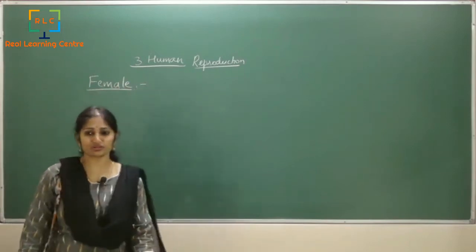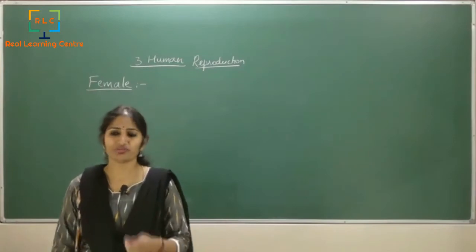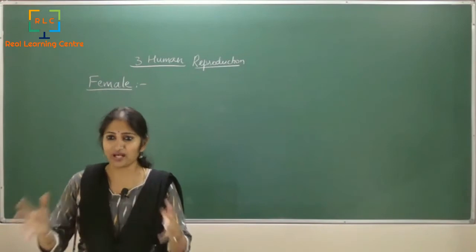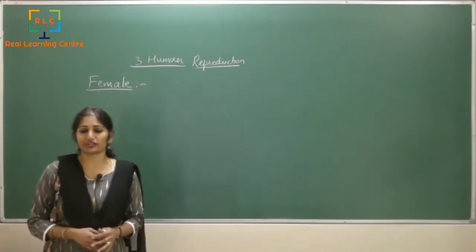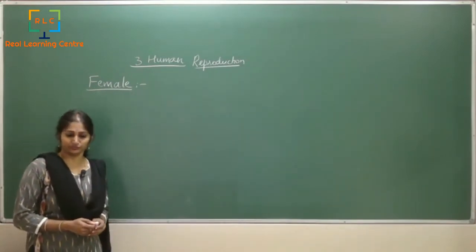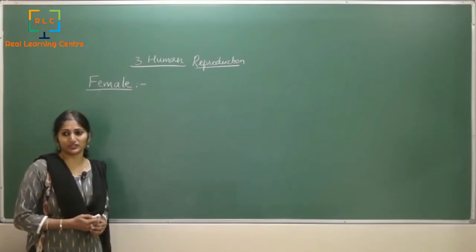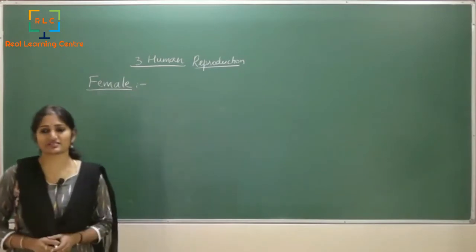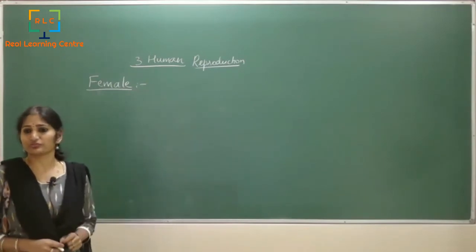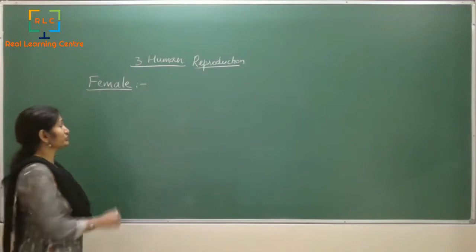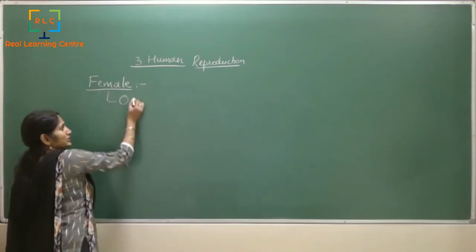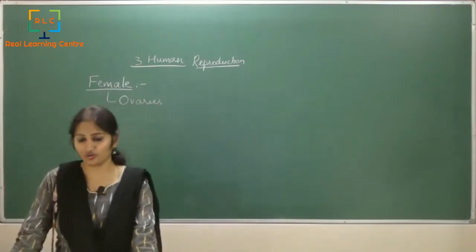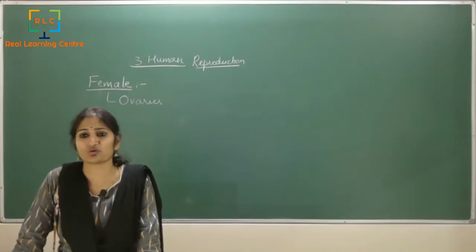Now, when we're talking about the female reproductive system, we have a few important parts. Let us see what they are and how each one of them is important to the reproductive system as a whole. The female reproductive system consists of the most important part of the reproductive system, which is called the ovaries.